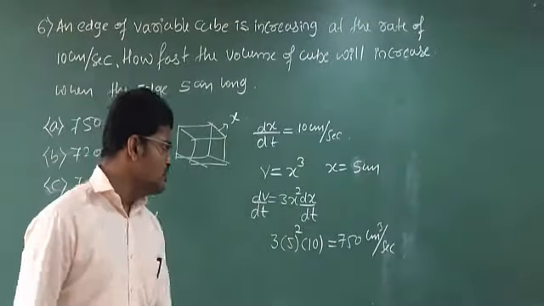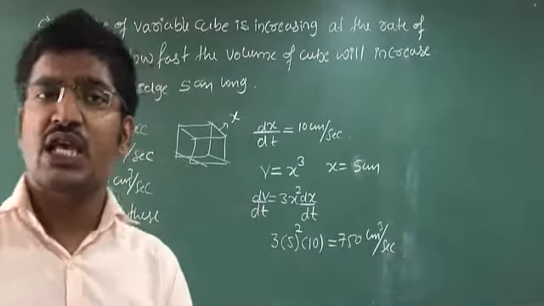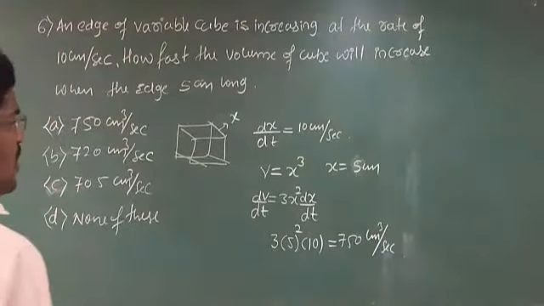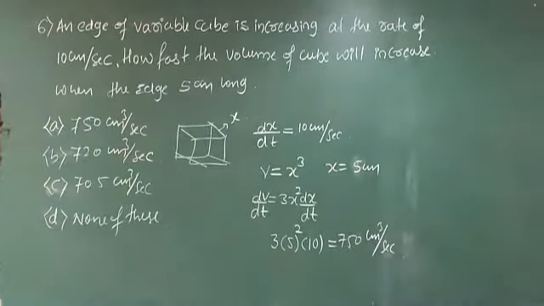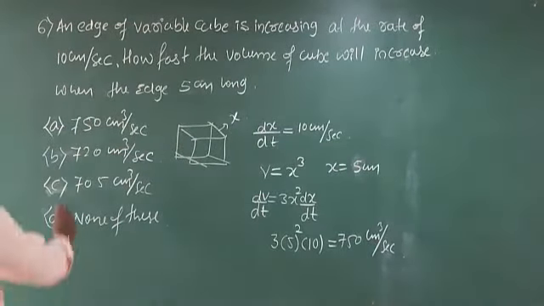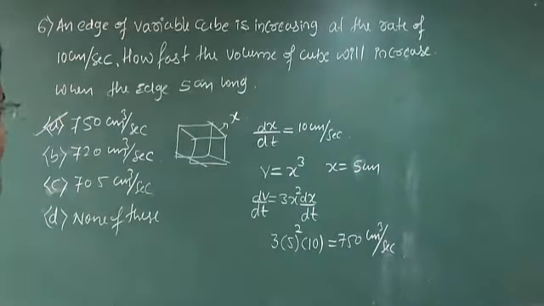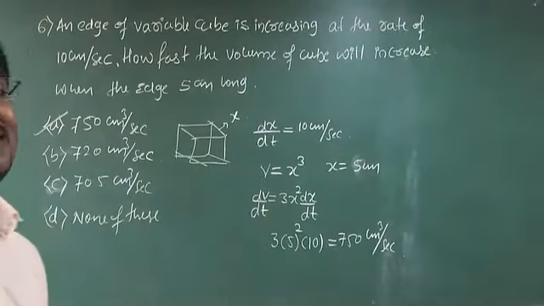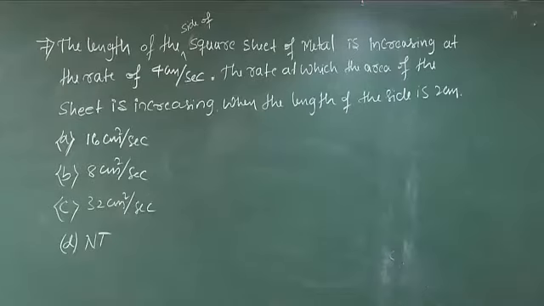750 centimeter cube per second, because unit is given in centimeters. You are calculating volume, so it will be centimeter cube per second. So answer is 750. So option A is correct. That is 750 centimeter cube per second. Clear?